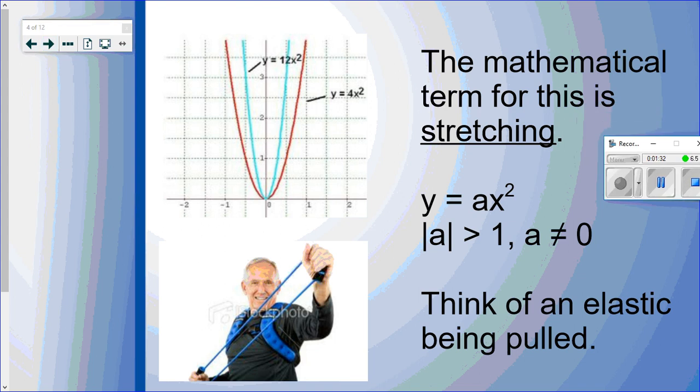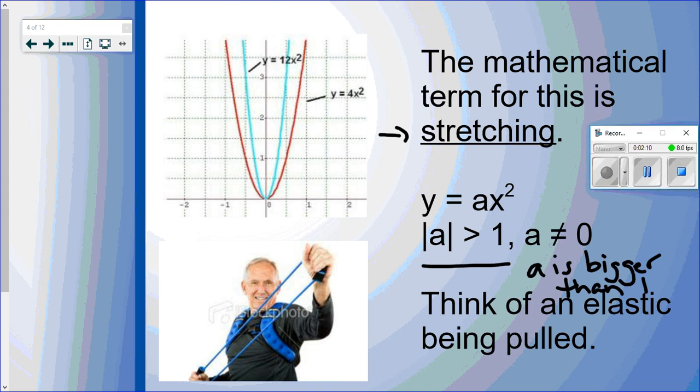So what has to happen is the absolute value of A has to be greater than 1. Now, what these lines mean is absolute value, so you're in luck, we can ignore the signs. As long as the number is bigger than 1, then it will be stretched. So the term for this is just that, stretching. And it doesn't matter what number it is as long as it's bigger than 1.